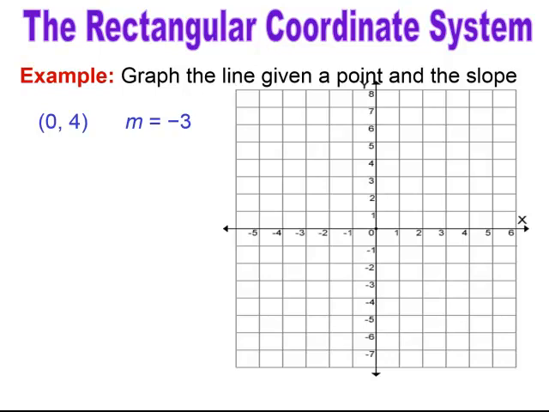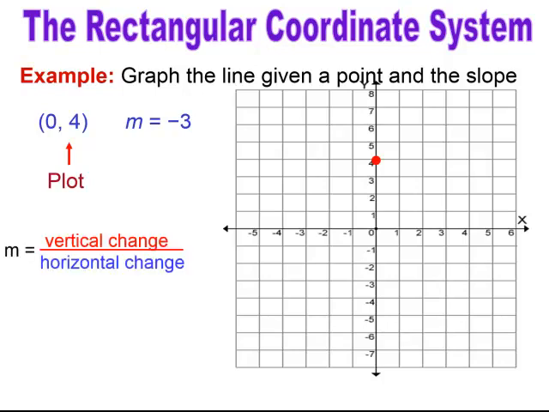So when we want to graph a line given a point and a slope, we're going to be doing the reverse. So I'm going to take this point and I'm going to plot it. So we have a point which is (0, 4), and I plot it. So anytime you have a point, you can at least start by plotting the point. Now I have the point plotted, and I need a second point in order to graph the line. So I'm going to use the slope of the line to be able to find the second point.